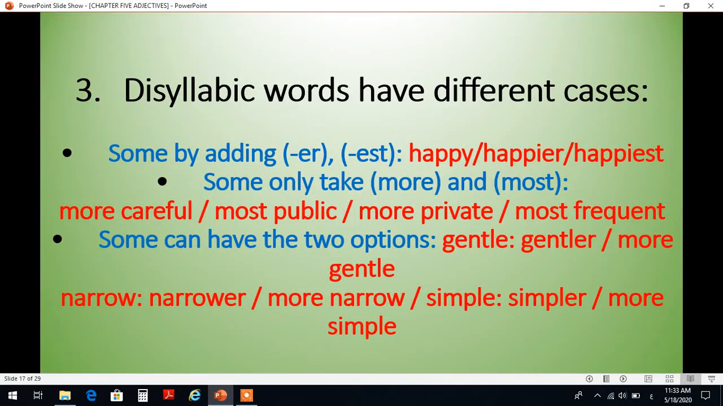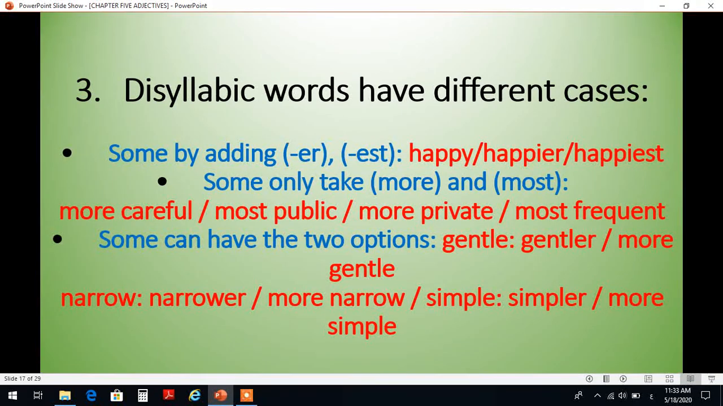Okay? Number 3, when we have disyllabic words, in this case they have different cases. لدينا حالات مختلفة للصفات المكونة من مقطعين صوتيين. الخيار الأول by adding er or est. بعض من الصفات المكونة من مقطعين صوتيين ممكن أن نجري عليها عملية المقارنة بإضافة er و est. For example, happy, happier, happiest.